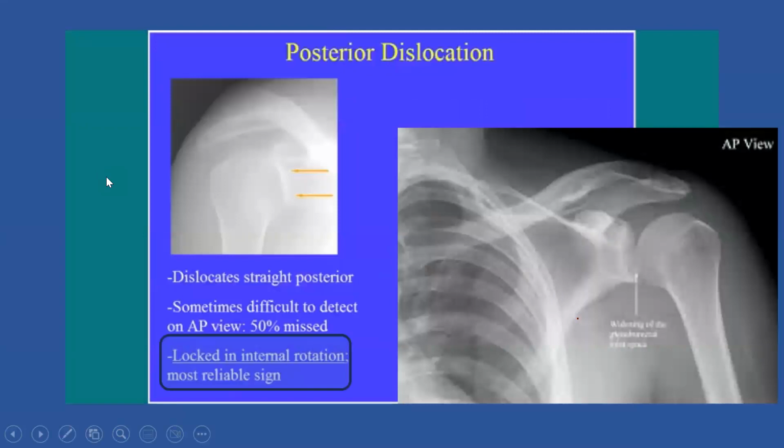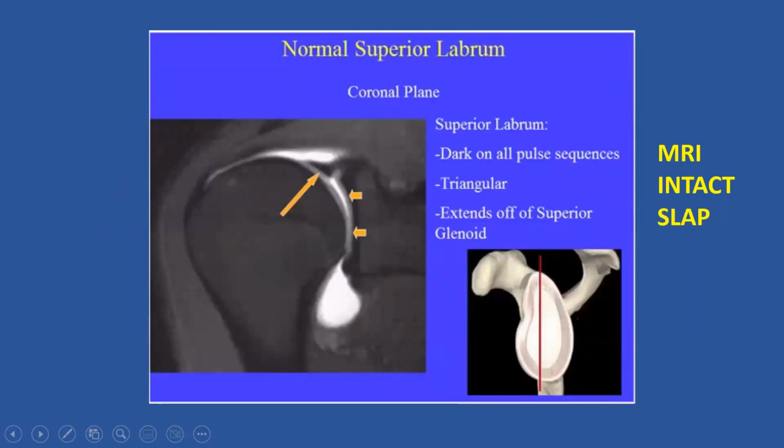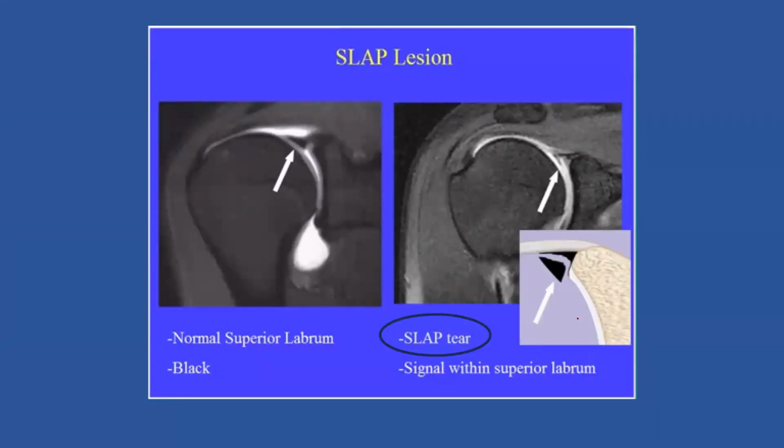Okay. Now let's go back. Okay. And you see that the labrum is triangular in shape, and it is more prominent on the dorsal aspect or the superior aspect. You see, this is an intact labrum on a coronal view. On the left side is what I showed you before, and on the right side, you get a tear of the superior labrum. And this is what we call a SLAP lesion. At times, this tear can be associated with a tear of the long head of the biceps.